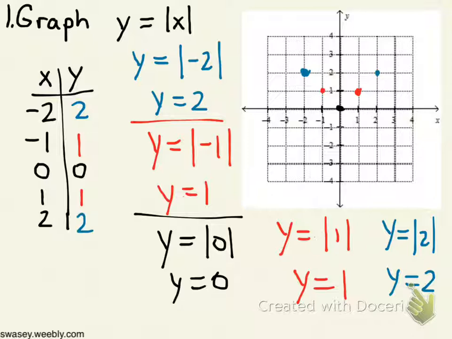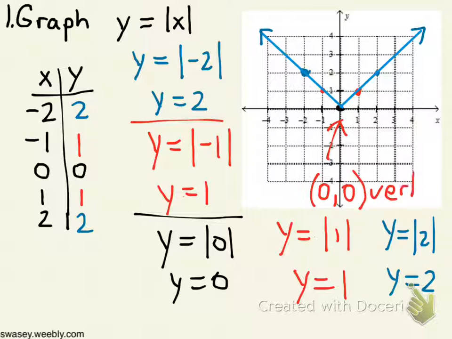Now we'll connect these, and we'll put arrows on the end. It continues in that pattern. Absolute value always gives you a v. Now it may open up or it may open down, but absolute value functions always give you a v. The point where it's the minimum or the maximum is called the vertex. So our vertex here is 0, 0. That's our vertex. It's either the minimum point or the maximum point on these absolute value graphs.